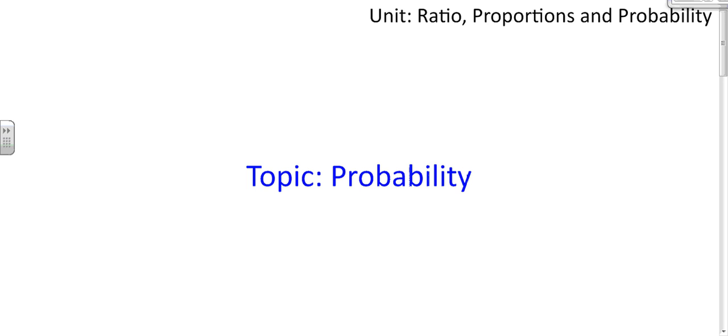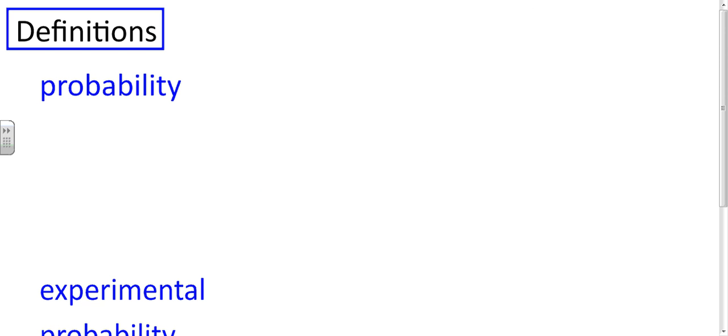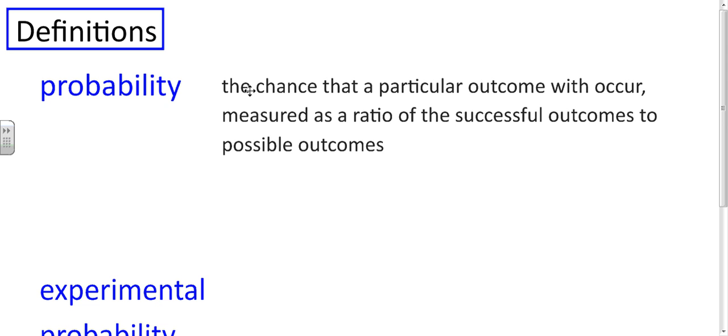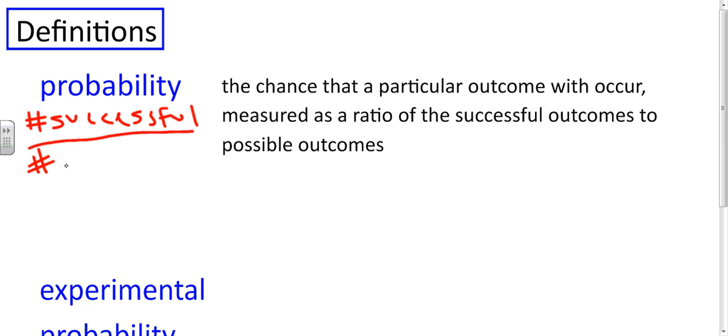In this video, you'll see how to work with probability. First, we need to get some definitions. Probability is the chance that a particular outcome will occur, measured as a ratio of successful outcomes to possible outcomes. So one way we could do this is we can write a ratio, the number of successful outcomes over the number of total possible outcomes.